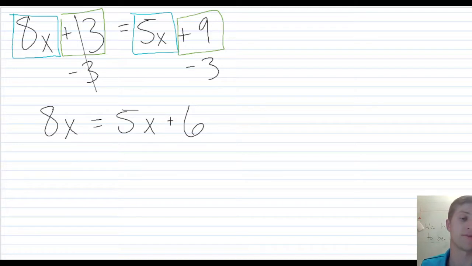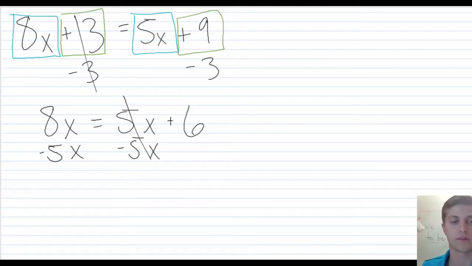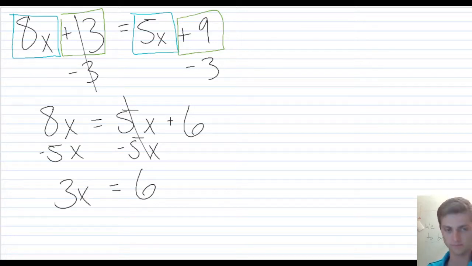So how do we move the 5x from here to here? Well, we can subtract it on this side, minus 5x, and what we do to one side, we've got to do to the other. These cancel. What are we left with on the right? 6. And what are we left with on the left? 8x's minus 5x's gives us 3x's. And now we see 3x equals 6.